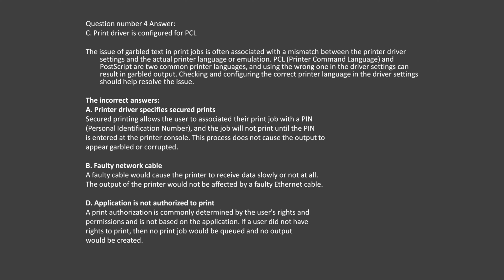Option D, application is not authorized to print. A print authorization is commonly determined by the user's rights and permissions and is not based on the application. If a user did not have rights to print, then no print job would be queued and no output would be created.